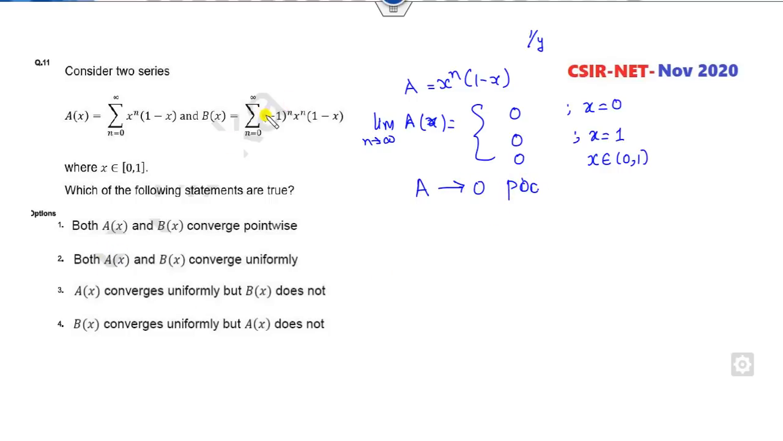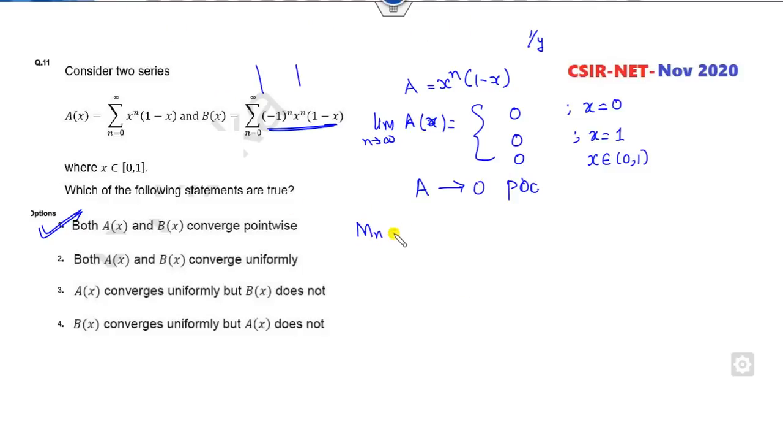Similarly for Bn, Bn is an alternating series. If you take the absolute value, it converges absolutely. So An converges pointwise. Firstly, how can you check for Bn? Bn is also here. Because x approaches 0 here, both converge pointwise. Now which of the following converges uniformly? How can you prove uniform convergence?